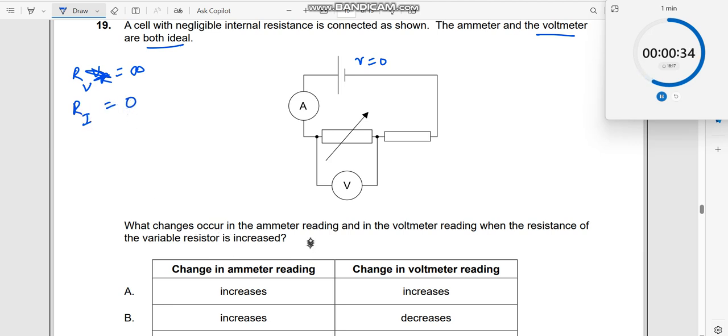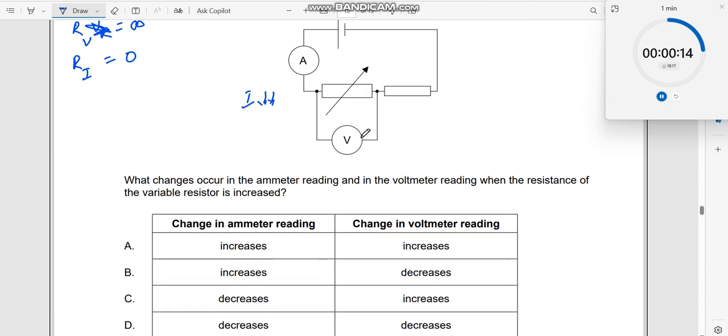What changes occur in the ammeter reading and the voltmeter reading when the resistance of the variable resistor is increased? When you increase it, what happens? Automatically, the current passing over here will decrease, right? Because the total resistance now increases. The ammeter should record a lesser reading. So the ammeter reading should decrease, which means this option is definitely incorrect.